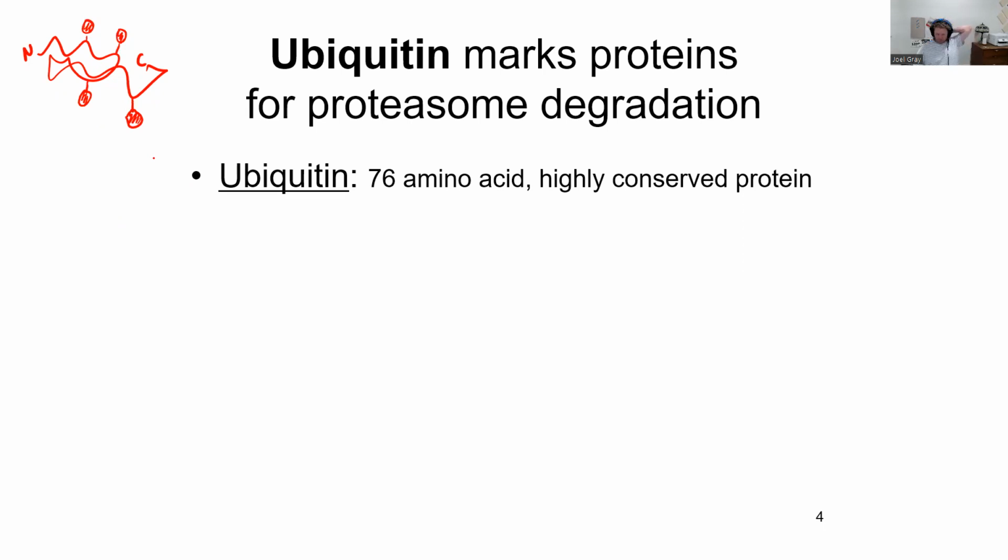So, this is an example of a protein, or a model of a protein, that's been polyubiquitinated. 4 individual ubiquitin tags have been added to this protein.